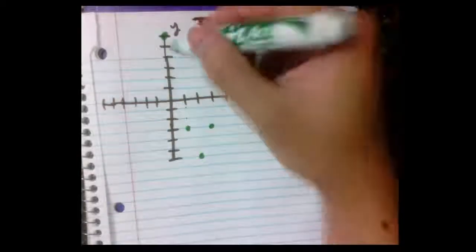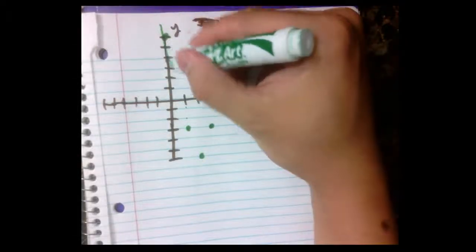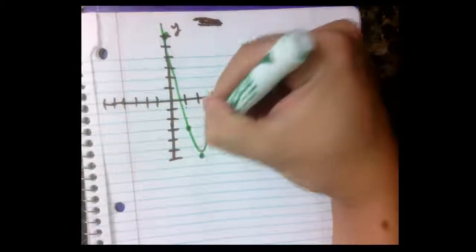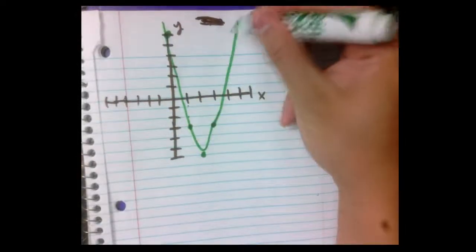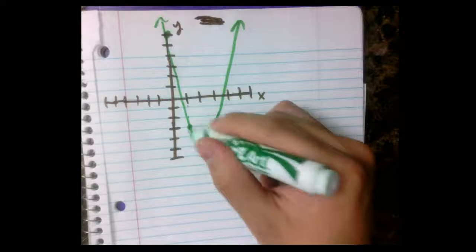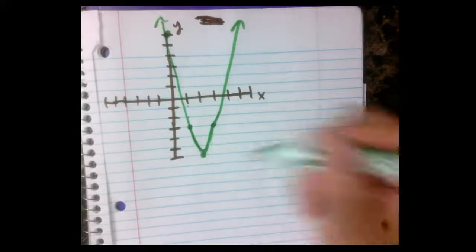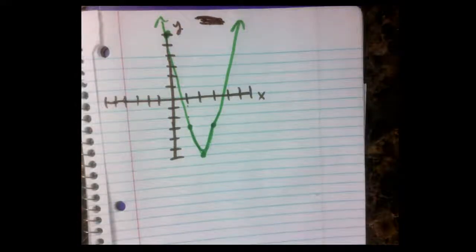And it's just going to create this parabola. So I'm going to go ahead and draw my line through it. Ideally you'd want to hit all of your dots. There we go. Alright, so my parabola looks something like this.